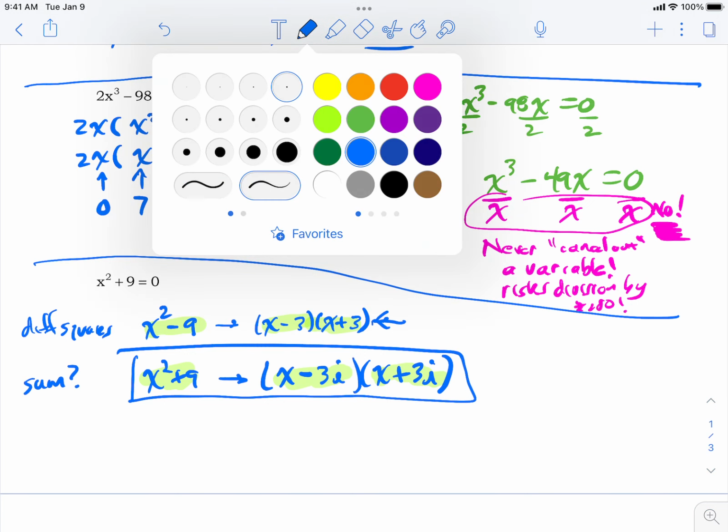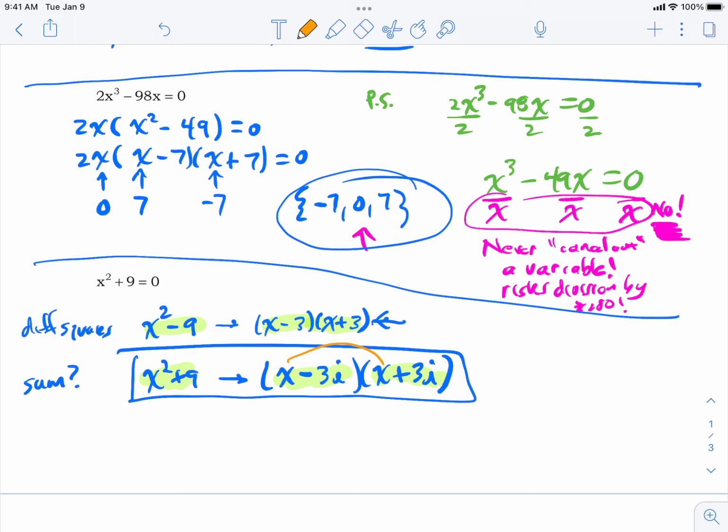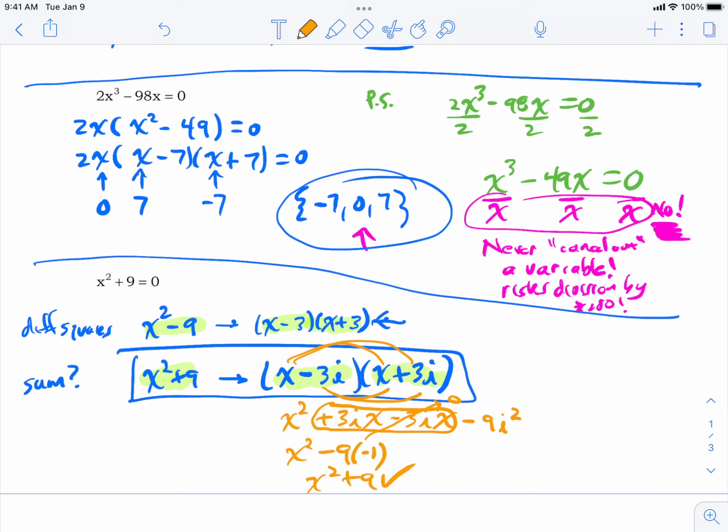First, let me prove to you that this actually works. If you FOIL this out, x times x is x squared. Notice you get a plus 3ix out here. Then you've got a minus 3ix right here. And then you've got minus 3i times minus 3i is negative 9i squared. Now the plus 3ix and the minus 3ix are equal and opposite, so those cancel out to 0. So you've got x squared minus 9i squared, but remember i squared is the same as negative 1, so guess what? You really do have x squared plus 9.